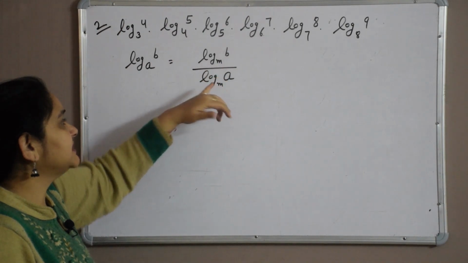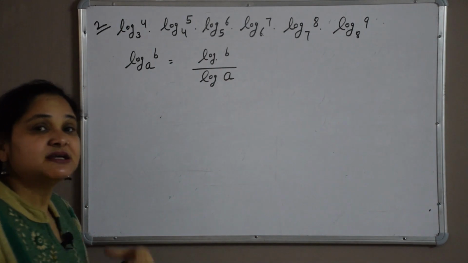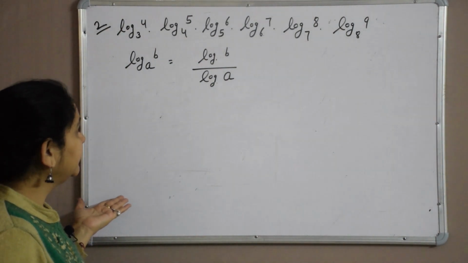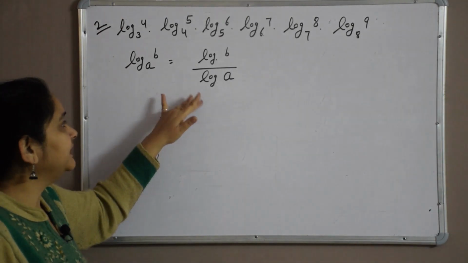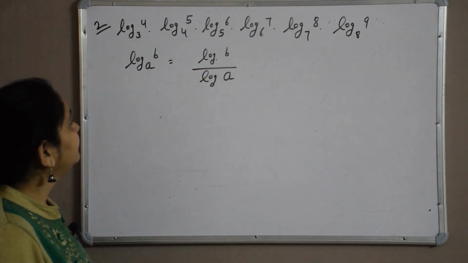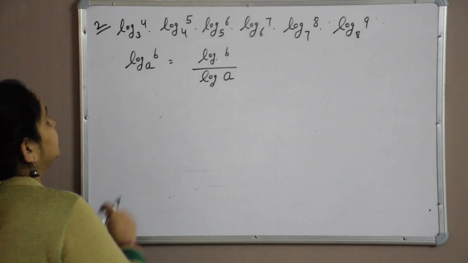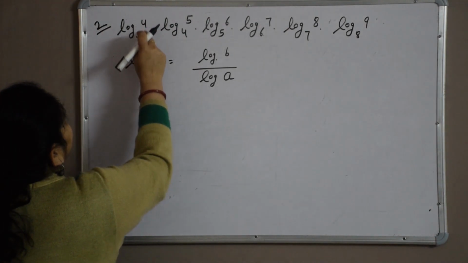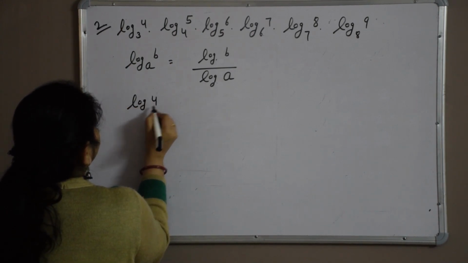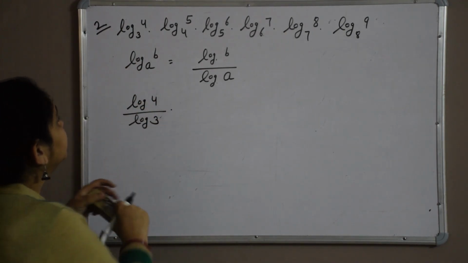Suppose I am taking base m, and if I am not taking any base, it is understood that I am taking base 10, so there is no need to write it. If our requirement is not like that, there is no need to introduce a new base, we can just take it as it is. In this question I don't feel the requirement, so I am taking it as it is. Now according to this, how can I write log of 4 to the base 3? Log of 4 divided by log of 3, by using this formula.